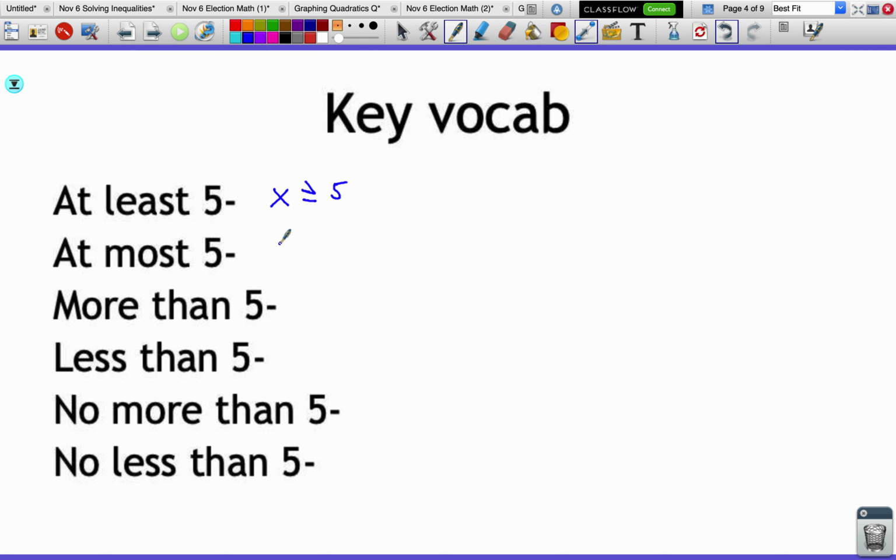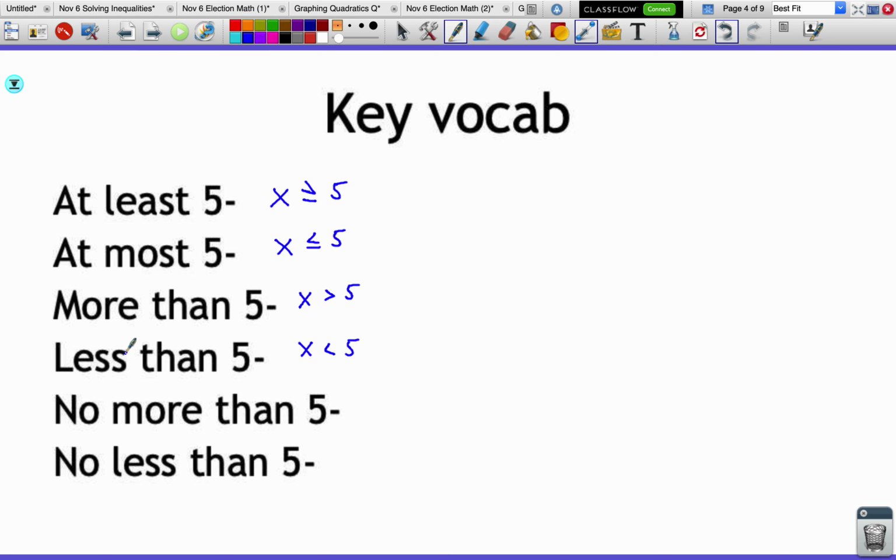At most 5, that's just the opposite of this. So 5 is again acceptable, but we want it to generally stay less than it if we say at most 5. So less than or equal to. More than 5, that's just a greater than symbol. Less than, we can use a less than symbol.